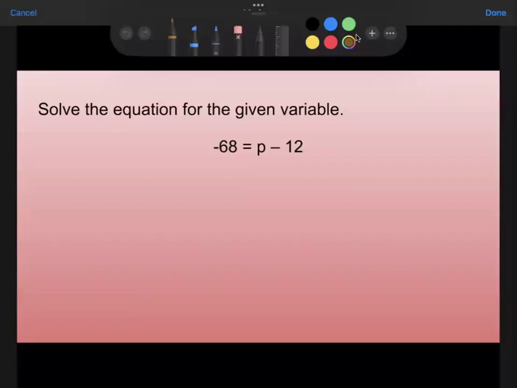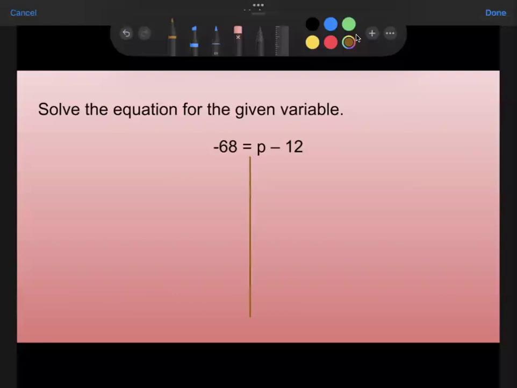Okay, here is our next one. We're going to solve the equation -68 equals p minus 12, and we're going to solve for p. So again, there are two sides to this equation right under the equal sign. So I'm going to put that there. Now I need to get p completely by itself.